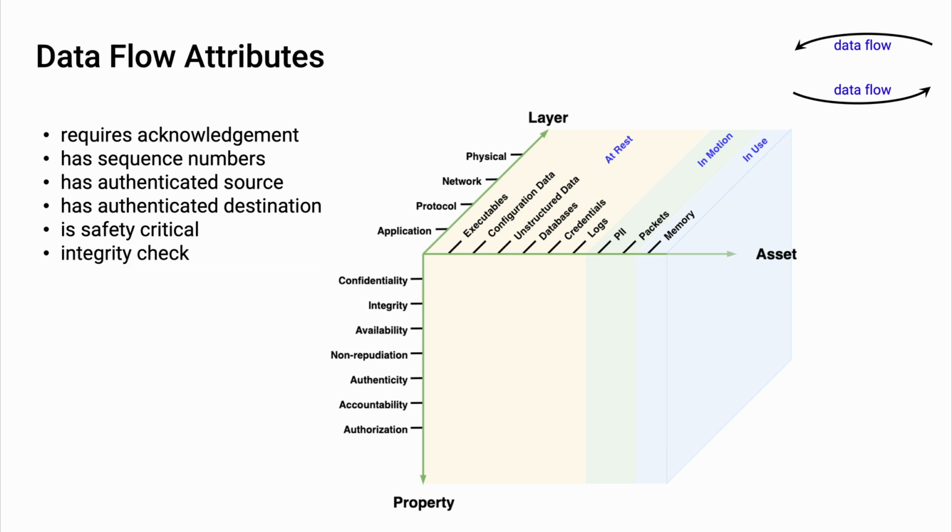Next is the integrity check, which has 3 options. The first is no check. The second is a simple integrity check, such as a CRC. And the third is a cryptographic integrity check.